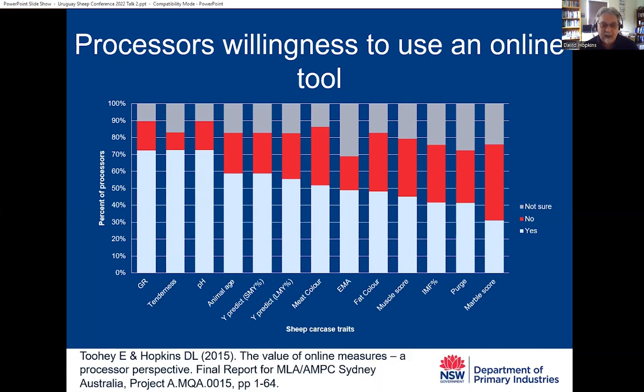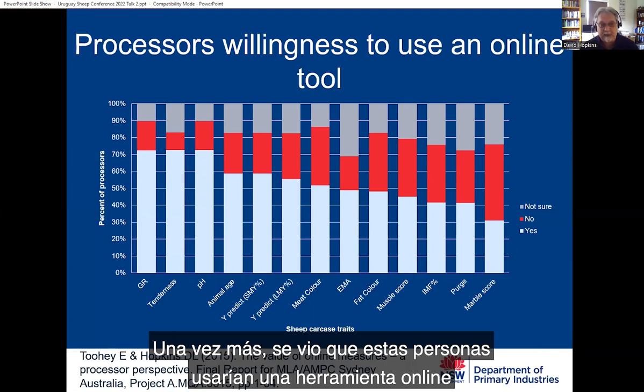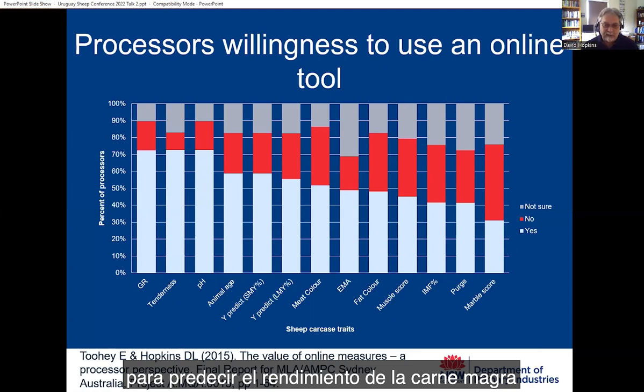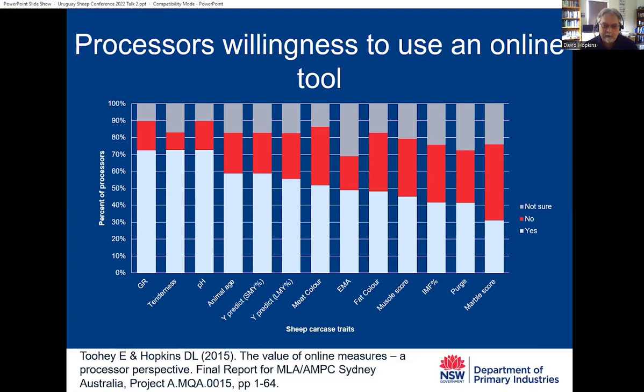pH, animal age. Again, the yield ones started to show up here, that they would actually use an online tool to predict lean meat yield if you had a tool to do that.